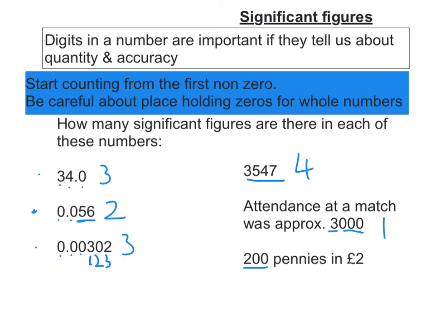Well, the 200 pennies in £2 has to be 200 pennies. Can't be 199, can't be 190 or 220. So these are all significant numbers. So the answer to this one is 3.